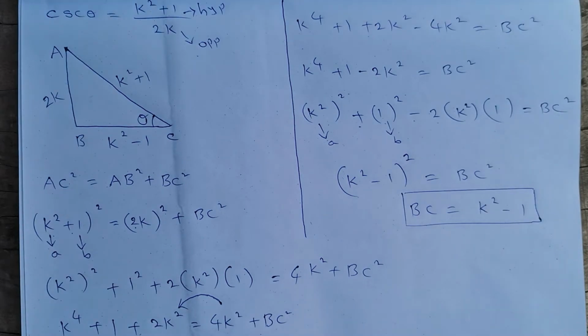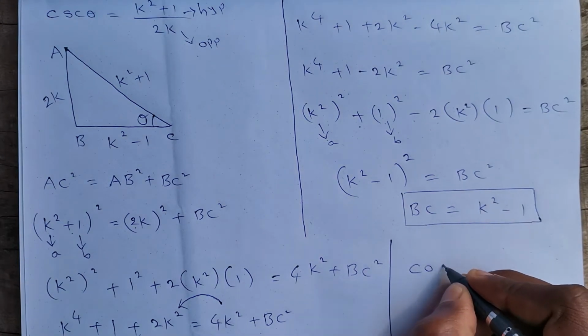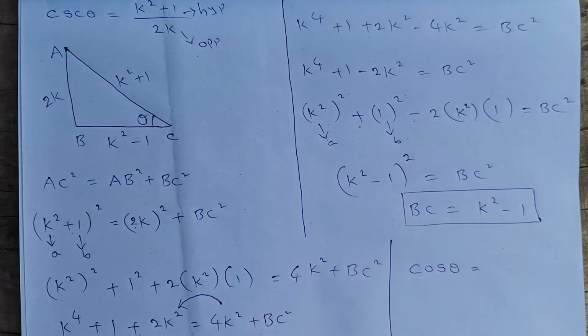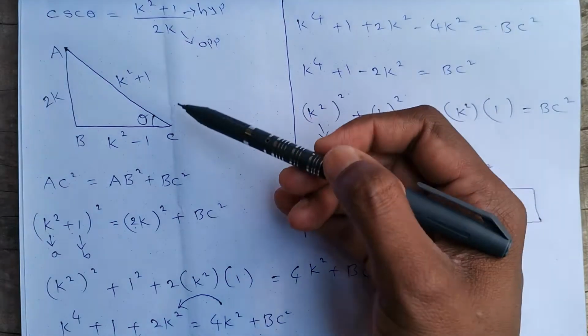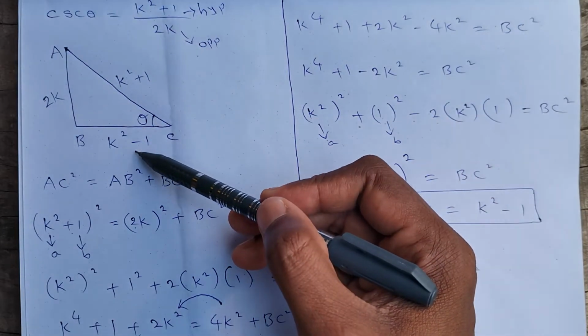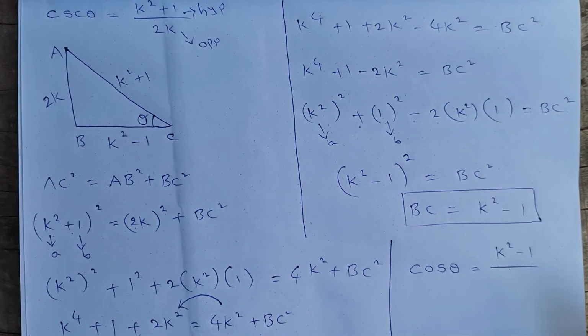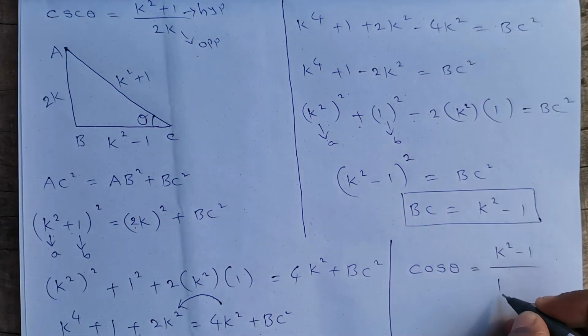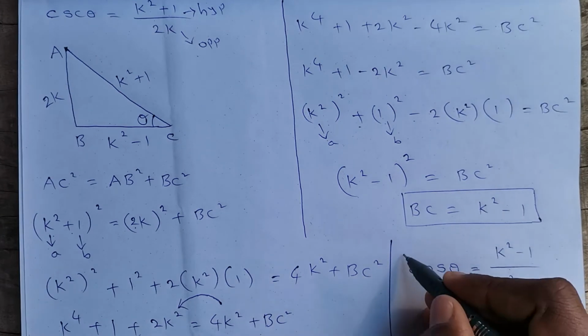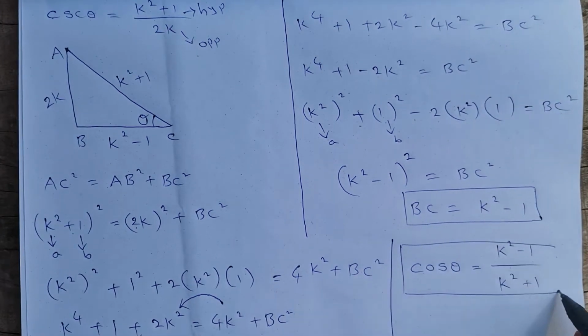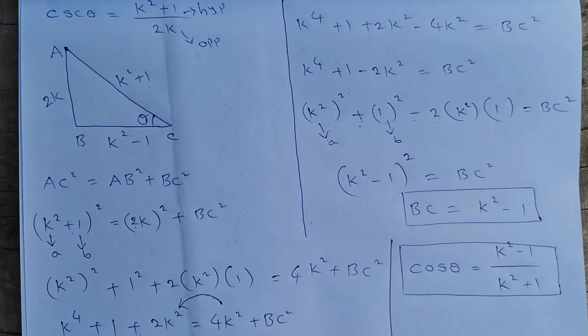Then in the question he asked to show the value of cos theta. So cos theta is equal to, cos is nothing but adjacent by hypotenuse. So this is theta, and adjacent will be k square minus 1 divided by hypotenuse, which is k square plus 1. So hence proved: cos theta is equal to k square minus 1 divided by k square plus 1.